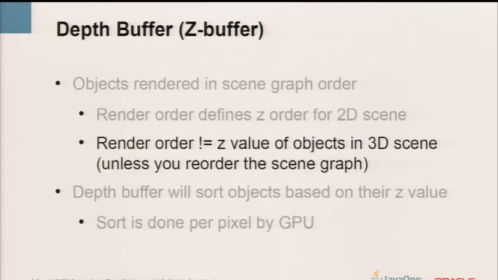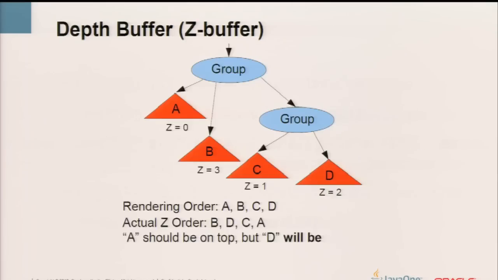Next slide. So the render order for 3D objects doesn't necessarily correspond to what the Z depth of those objects are. If you apply different transforms, or if you have completely different group nodes with different Z values, you might have a case where you have a very different rendering order. So if you go to the next slide.